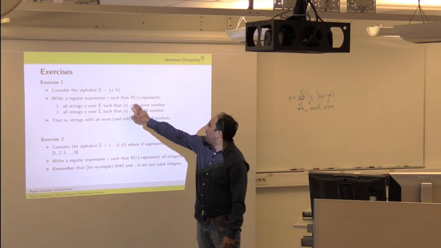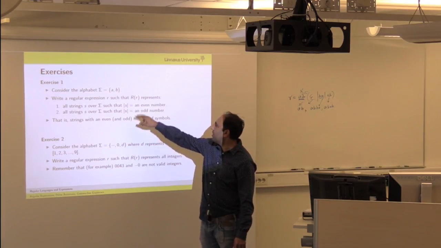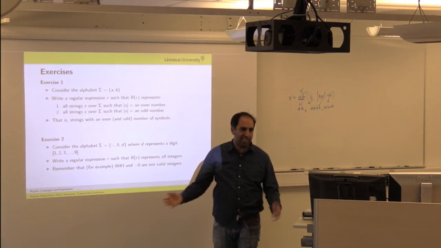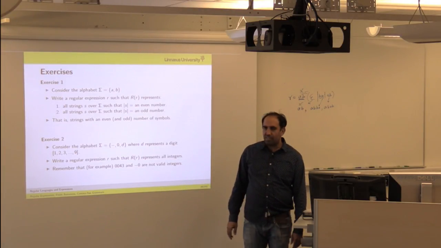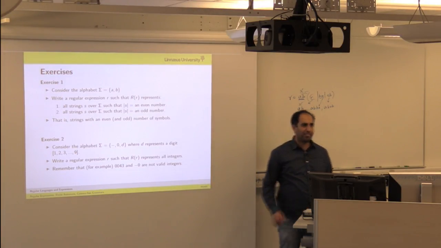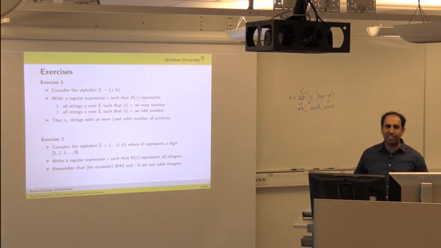And once you are done with this one, the second task is to generate strings where the length of the string is an odd number: 1, 3, 5, 7. Could anyone try, if someone wants to volunteer?